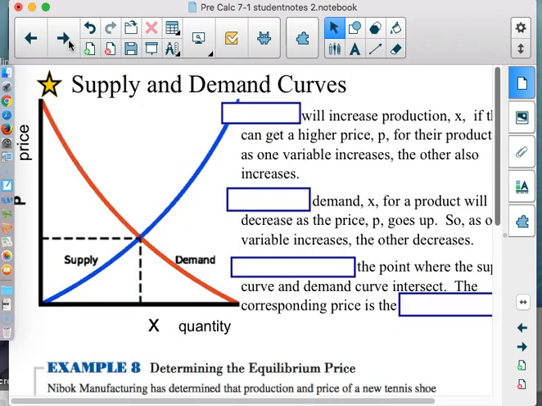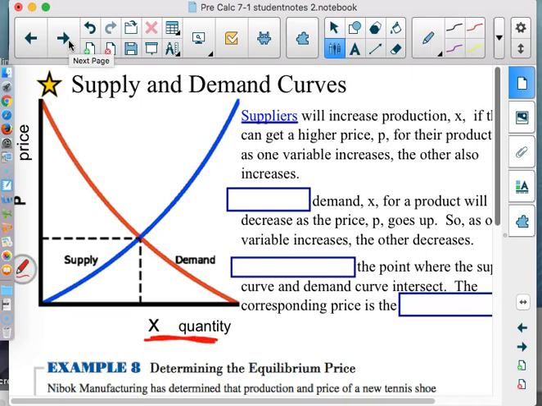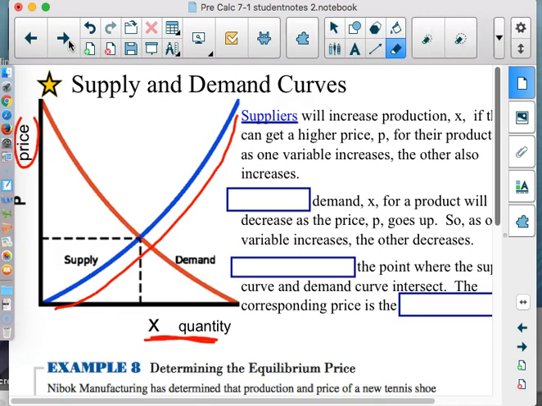Then, on the next page, we have supply and demand curves. And supply is what companies are willing to put out at any given time for people to buy. And then the demand is what are we willing to buy. So supply and demand curve, suppliers will increase production X if they can get a higher price P for their product. As one variable increases, the other also increases. So when we see the quantity down here of X, and what they're willing to supply, well, as they increase the quantity, that price is going up. So that's going to be the supply curve.